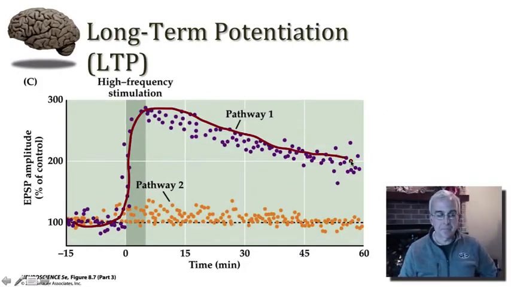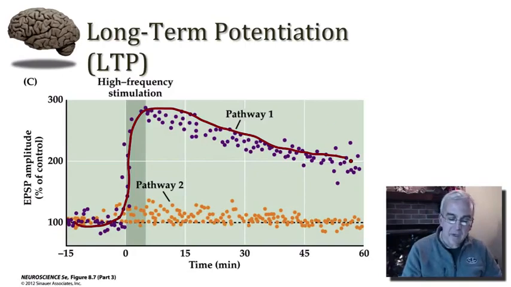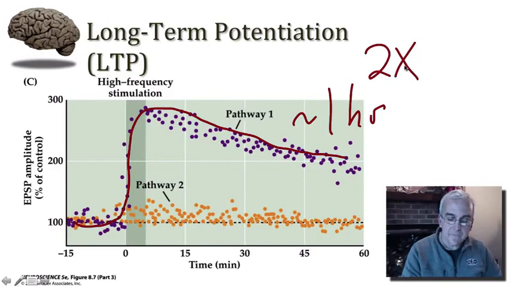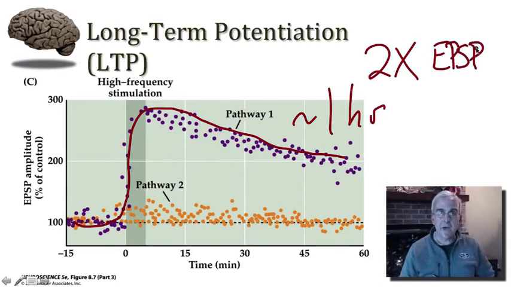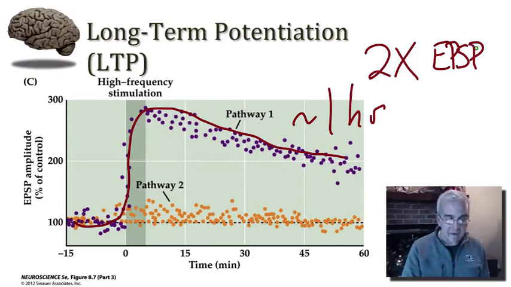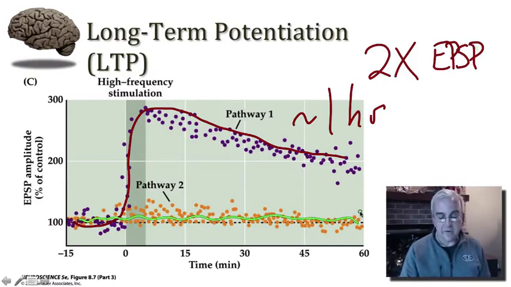over time. Now, there is some decay of this potentiation over the course of this experiment, lasting about an hour, but nevertheless, after about 1 hour of time, there's still about a 2-fold increase in the amplitude of that EPSP, the excitatory postsynaptic potential, in the pathway that was tetanized. In the pathway that was not tetanized, there's essentially no change.